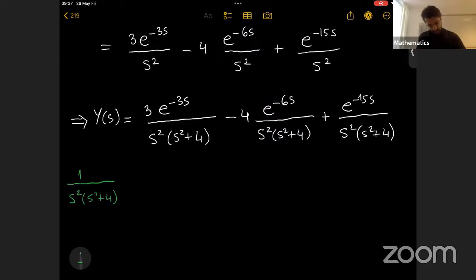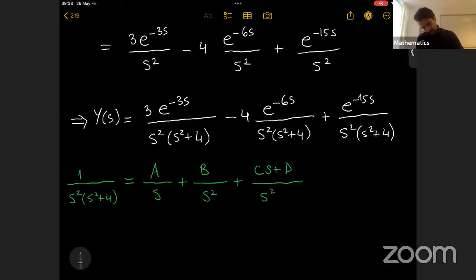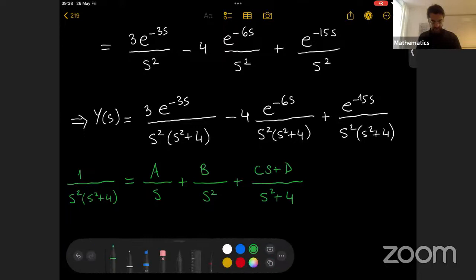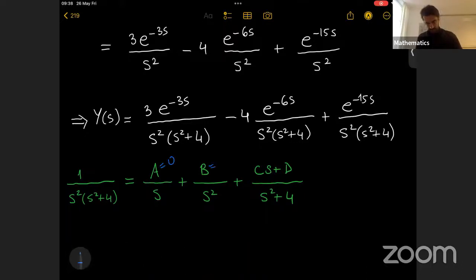How do you expand this in partial fractions? Since we have a double root at 0, we write it like this: A over s plus B over s squared. s squared plus 4 is an irreducible factor, so you cannot split it. And you write a polynomial of one degree less on top: Cs plus D over s squared plus 4. And you find A, B, C, D by equating the numerators. Now this part is simple. From here, A will be 0. B will be 1 over 4.